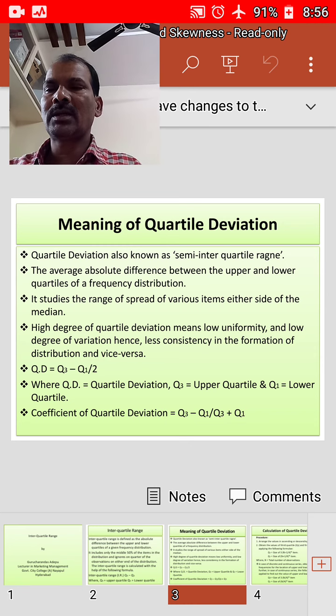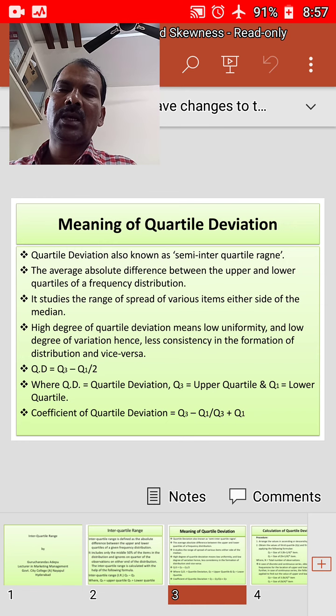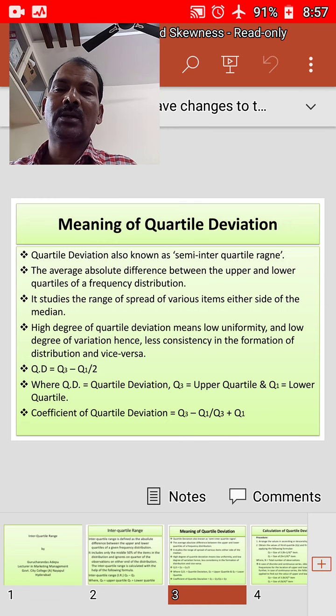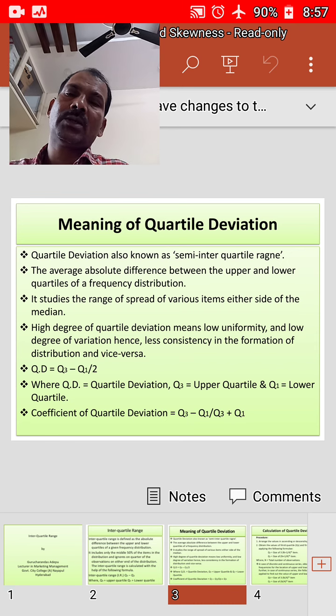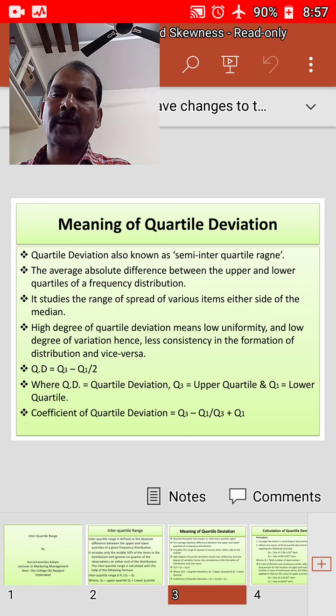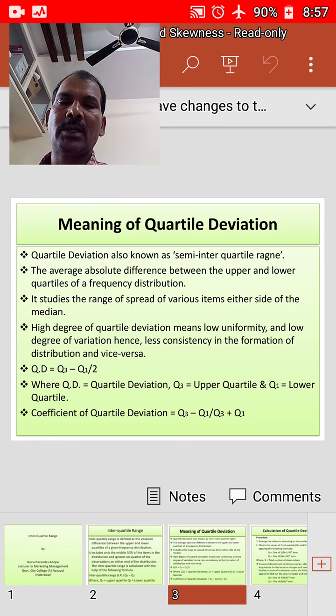This is an absolute measure, useful in comparing distributions expressed in homogeneous statistical units. But for comparing distributions expressed in different statistical units, a relative measure is required. A relative measure of quartile deviation, known as the coefficient of quartile deviation, is computed using the formula stated in the PPT. Coefficient of quartile deviation is equal to Q3 minus Q1 by Q3 plus Q1.